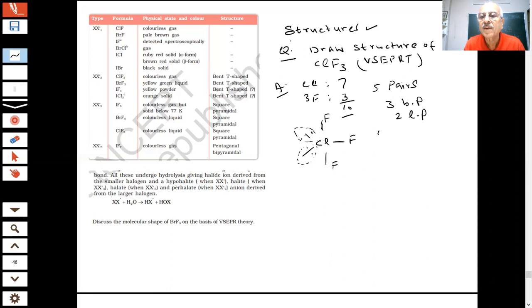Bent T shape. This question has been asked in the paper, students. It is a bent T shape because there will be some repulsion between these lone pairs. They are repelling. What will happen? They will push the fluorines a little bit. It's not a perfect T shape, it's a bent T shape. Any doubt? No, sir. Okay. Then they will say, okay, draw the structure of IF5, students. IF5. Draw the structure.